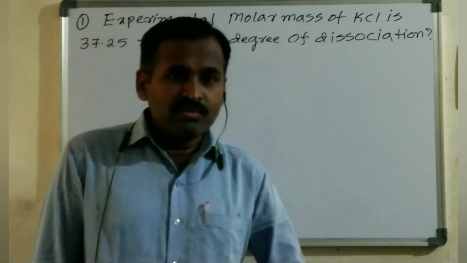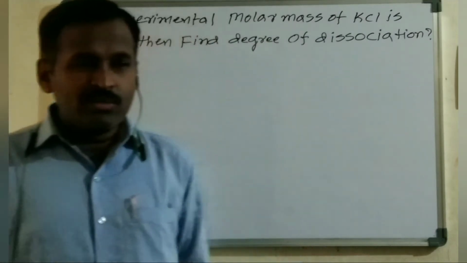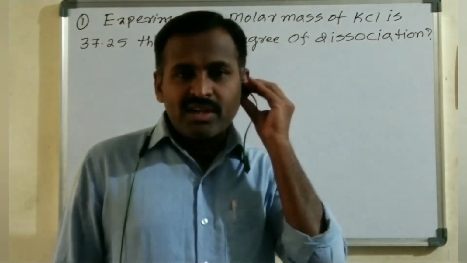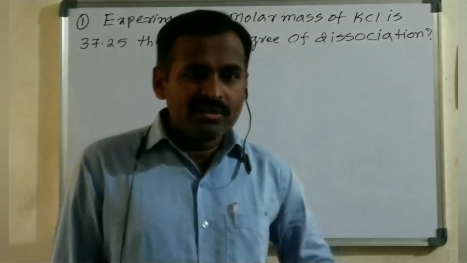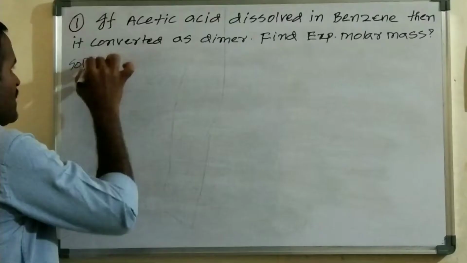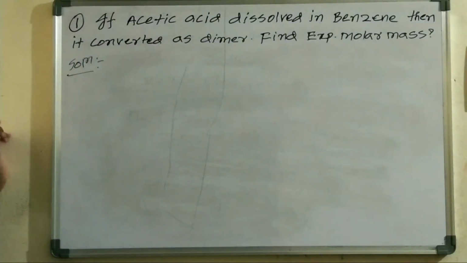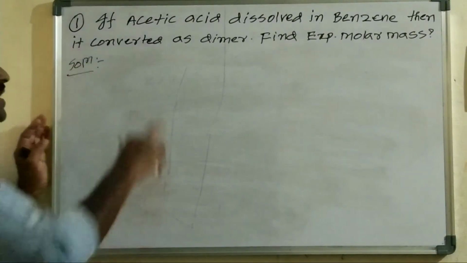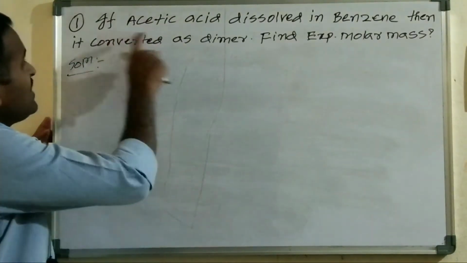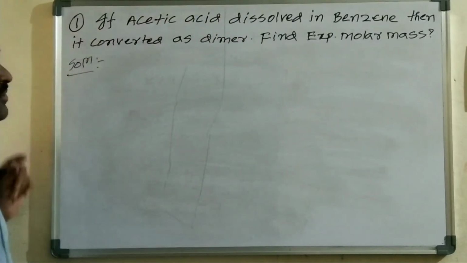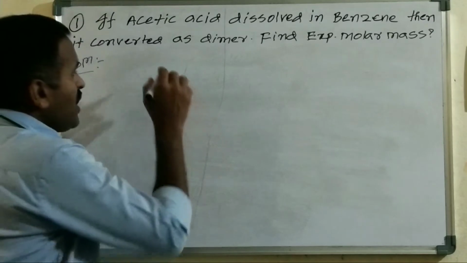I am Venkatesham. I am going to discuss Van't Hoff factor derivation and Van't Hoff factor calculation. Find experimental molar mass. So in the association case, some problems are there. In the first one, if acetic acid is dissolved in benzene, then it is converted into a dimer. Find its experimental molar mass.